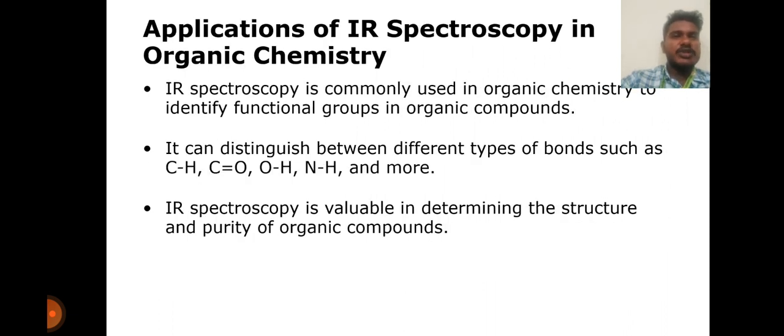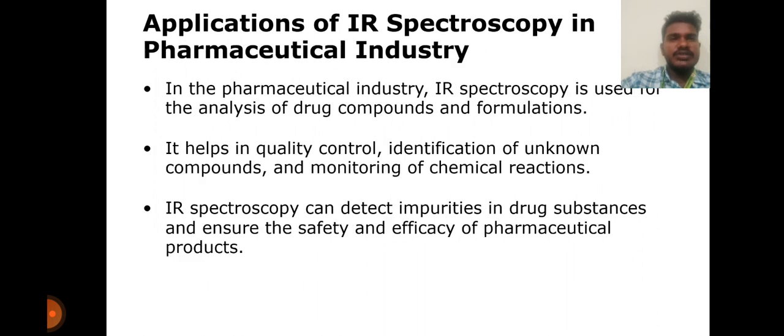Applications of IR spectroscopy in organic chemistry. IR spectroscopy is commonly used in organic chemistry to identify functional groups in organic compounds. It can distinguish between different types of bonds such as C-H bond, C=O bond, O-H, N-H, and more like that. IR spectroscopy is valuable in determining the structure and purity of organic compounds.